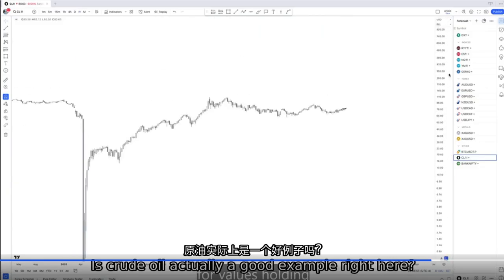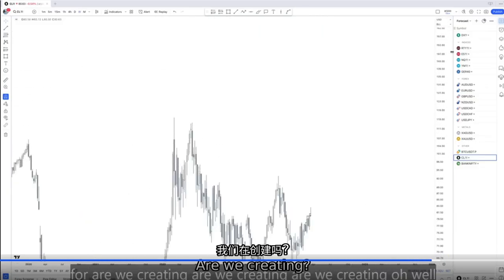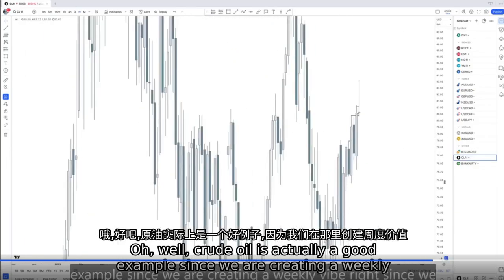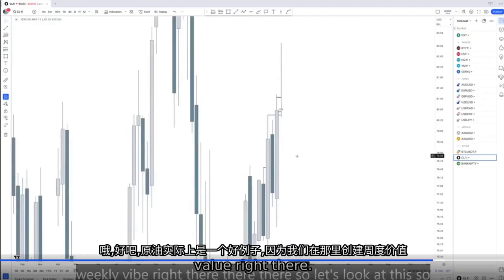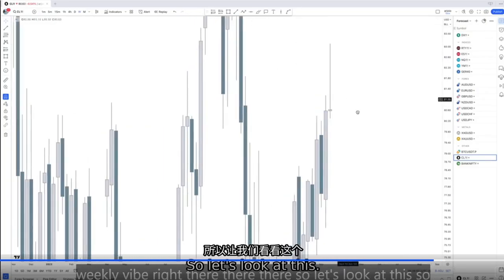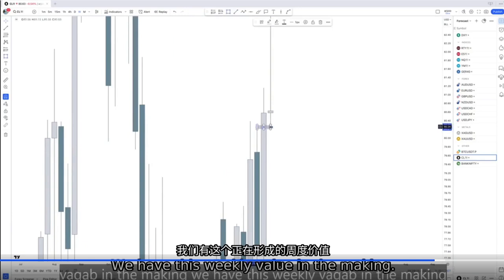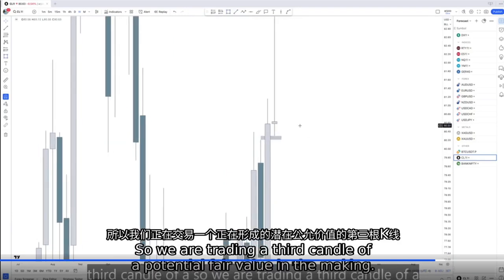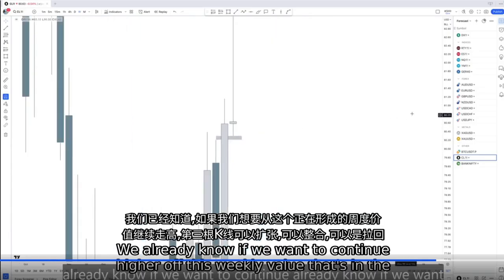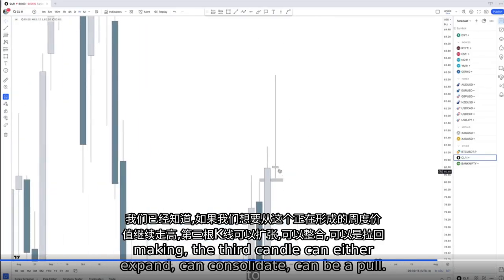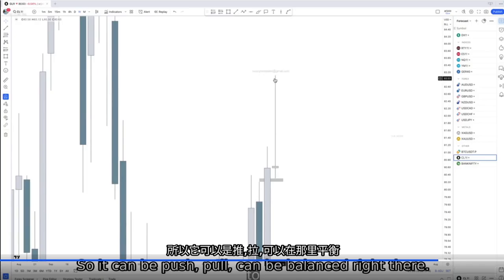Is crude oil actually a good example right here? Well, crude oil is actually a good example, since we are creating a weekly VWAP gap right there. So let's look at this. We have this weekly VWAP gap in the making. So we are trading a third candle of a potential fair value gap in the making. We already know if we want to continue higher off this weekly VWAP gap that's in the making, the third candle can either expand, can consolidate, can be a pull, so can be push, pull, can be balance right there.